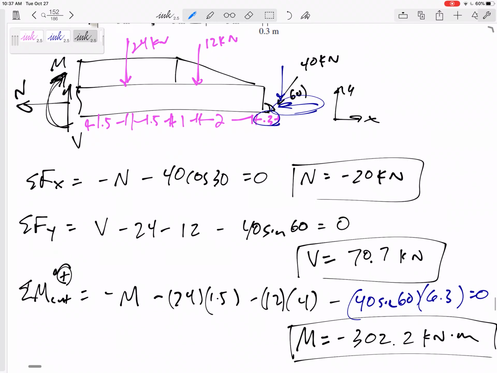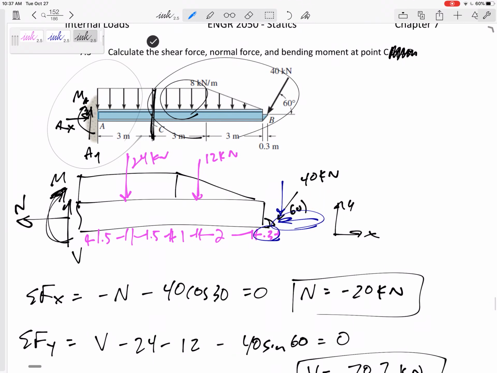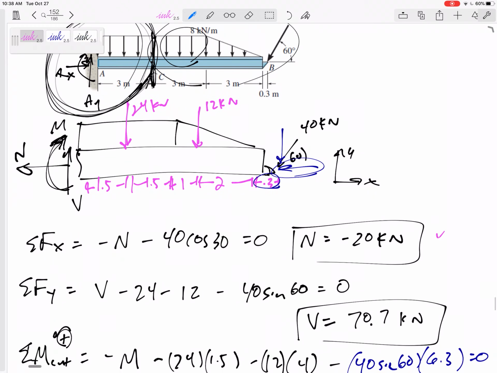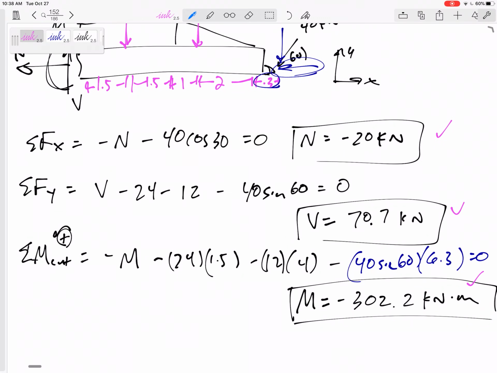So here I got away with not solving for AX, AY, and MA. But if I was to cut it and wanted to keep this side, then yes, I would have to look at the whole free body diagram, solve for AX, AY, and MA. Then I could cut it and keep this left side. But I bet you we would get those three exact same answers. Negative 20, positive 70.7, and negative 302.2.